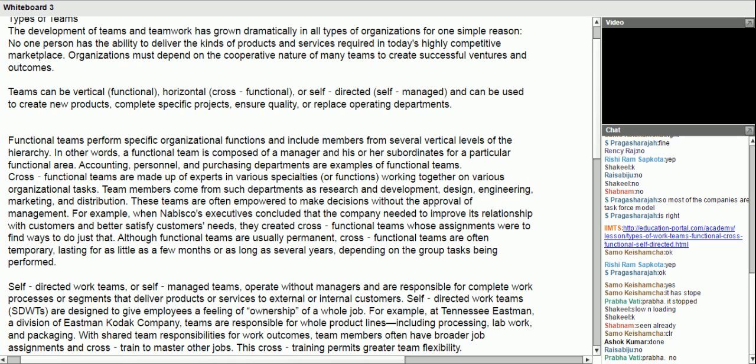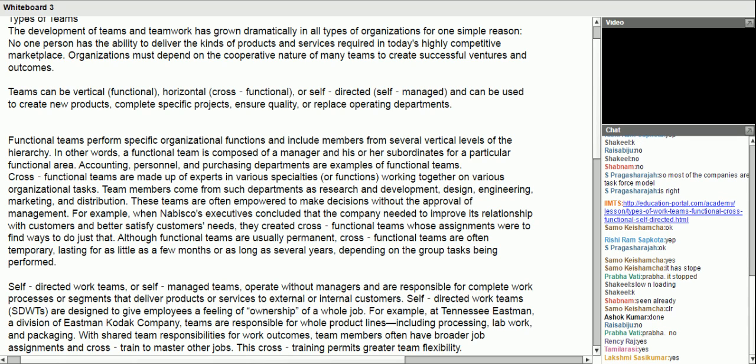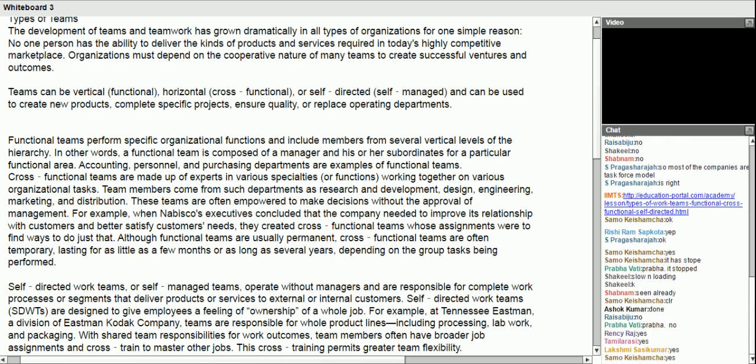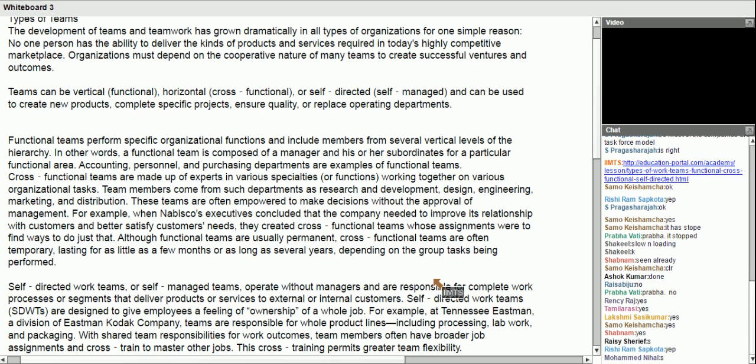Okay, okay. Lakshmi, are you able to follow me? Sandeep, Rensi, Prabhavati, Tamil, Shabnam, Samu, S. Praga, Sharjah, Rishi, Resi, Shakil, Mohammad Nihal, Kelvin, Ashok Kumar, Raisa, Asiya, and Maria.